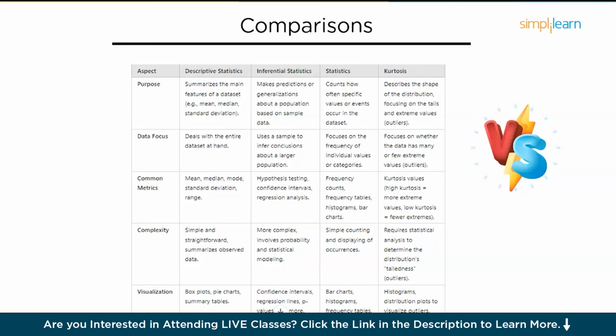Now finally, differentiating them on the basis of visualization. Descriptive statistics, it is the box plots, pie charts, and summary tables. Inferential statistics, it is confidence intervals, regression lines, p-values, and more. And in frequency statistics, it is bar charts, histograms, frequency tables. And kurtosis, it is histograms, distribution plots to visualize outliers.